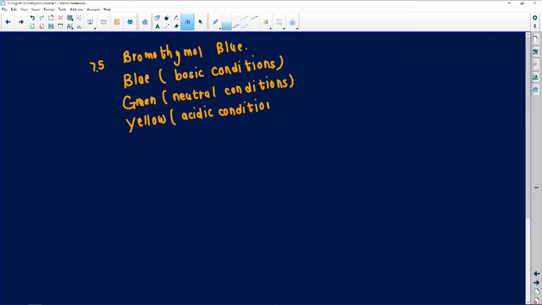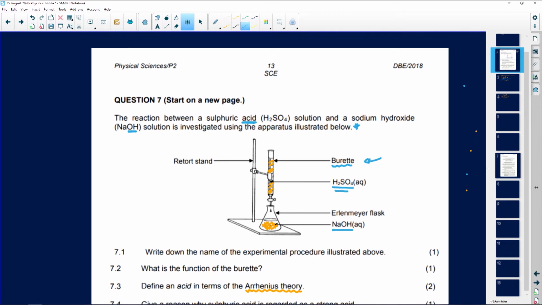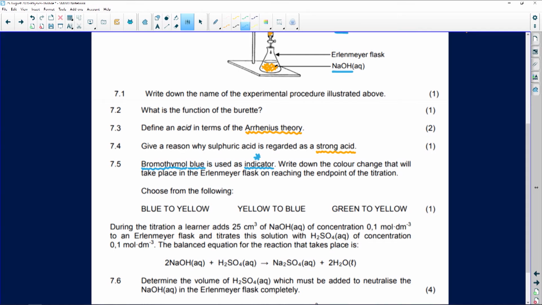Now, in the Erlenmeyer flask, we have a base. In the burette, we have an acid. So it will turn from blue to yellow, moving from basic conditions. Remember, it's a base in the flask and an acid in the burette. It will turn yellow because we are adding the acid in. Our question wanted us to give an indication, either blue to yellow, yellow to blue, or green to yellow. Now we know we are adding acid into the base, so it will move from blue to yellow, from basic to acidic.